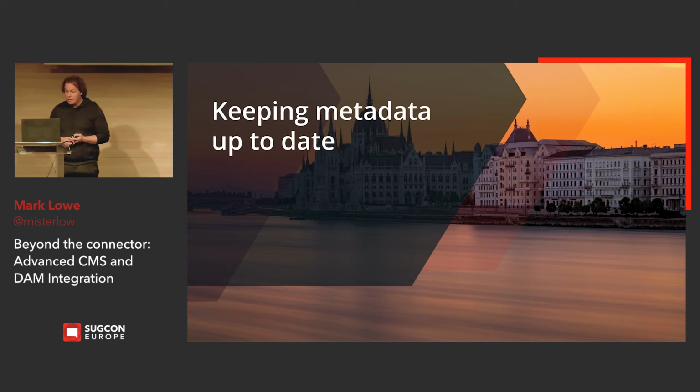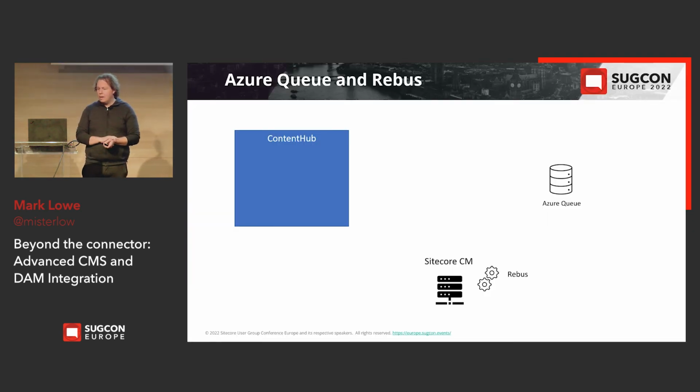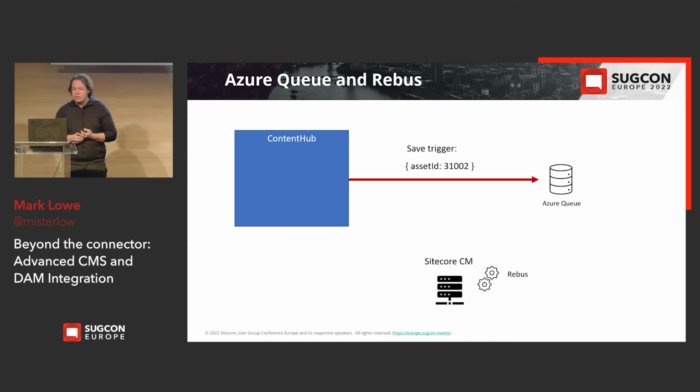Okay, it's already the last part of this quick talk. Let's have a look at how we can keep metadata up to date. There are a couple of solutions out there in blogs. I'm going to show this one with an Azure queue and Rebus. So we have ContentHub, and we can set up a trigger and an action that will notify an Azure queue every time an asset is saved.